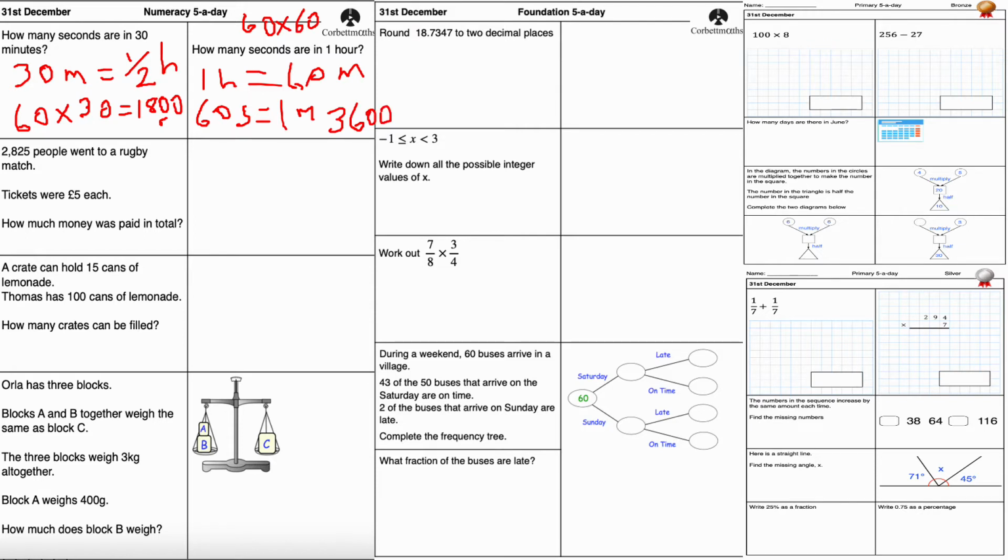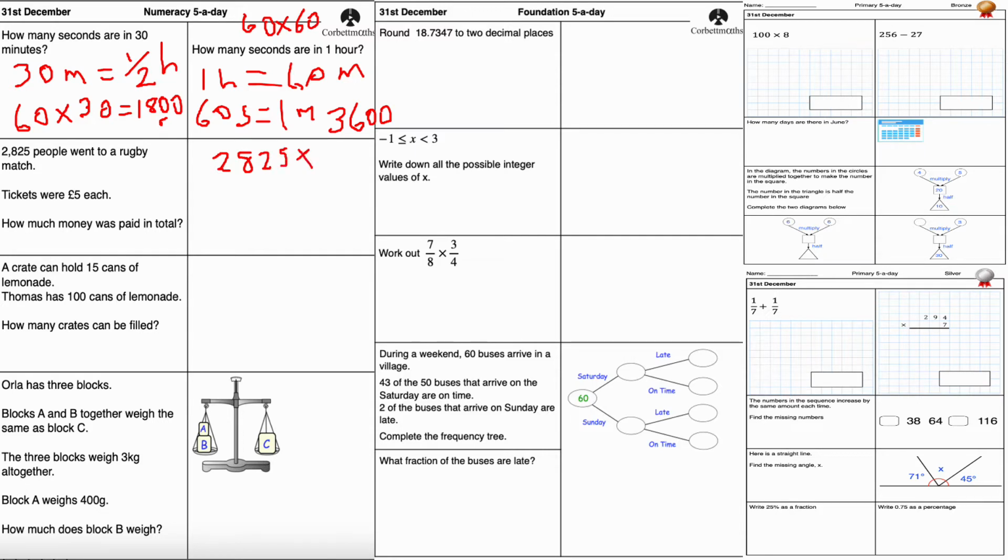This is question number 2. 2,825 people went to a rugby match. Tickets were £5 each. Work out the amount of money that was paid in total. Well, all I do is just take the number of people and times it by 5.